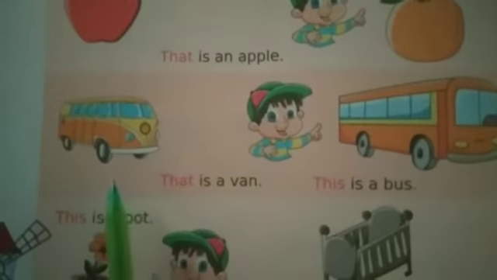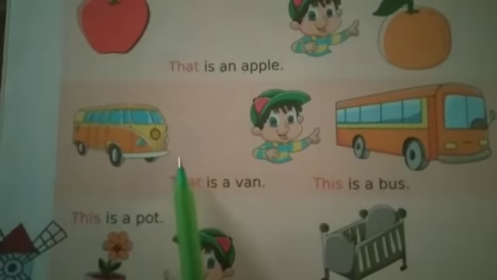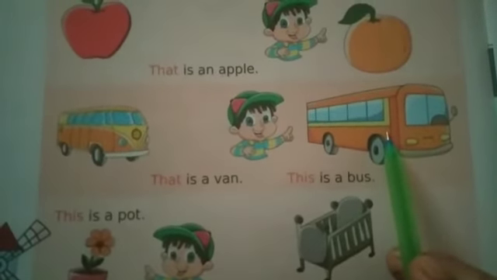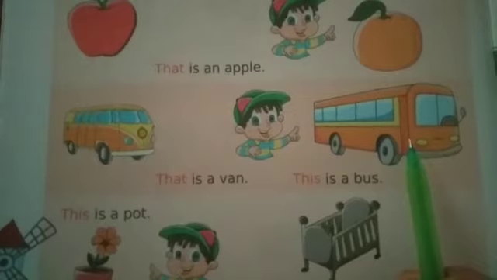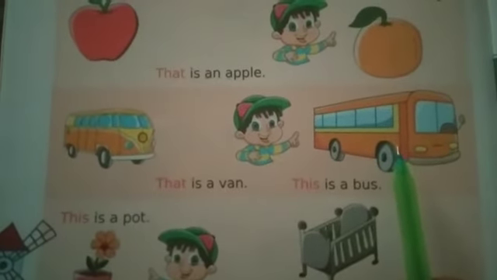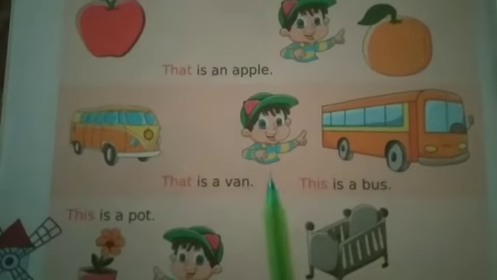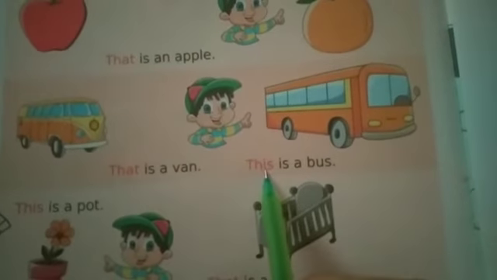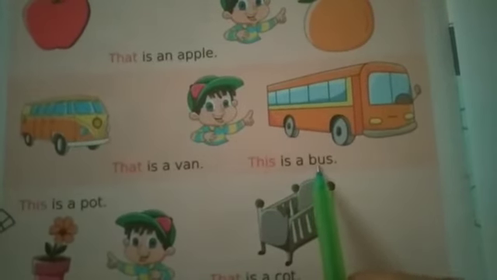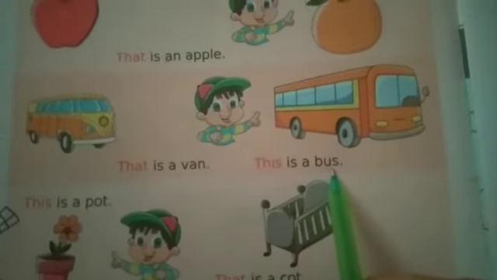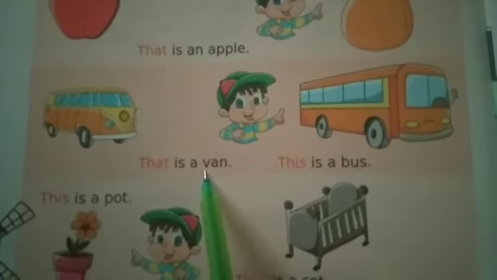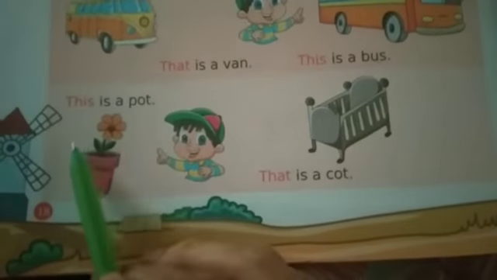Okay, next picture. Which picture is this? Van. And which picture is this? Bus. So which picture is near to the boy? Yes, bus. The bus is near and the van is far. So we use this for bus. This is a bus. B-U-S. Bus. And that is a van. V-A-N. Van.